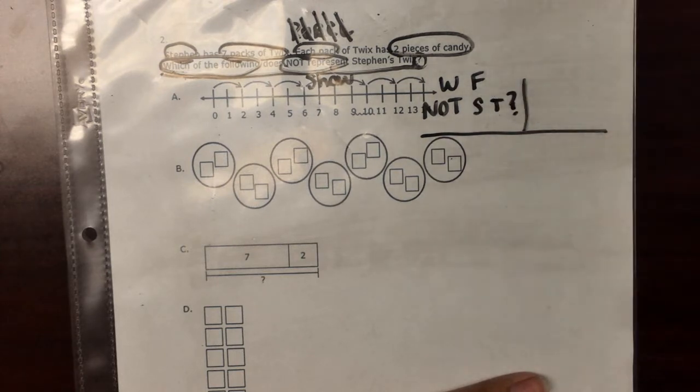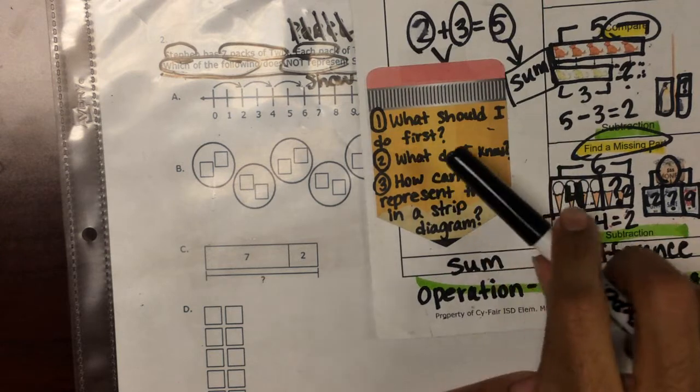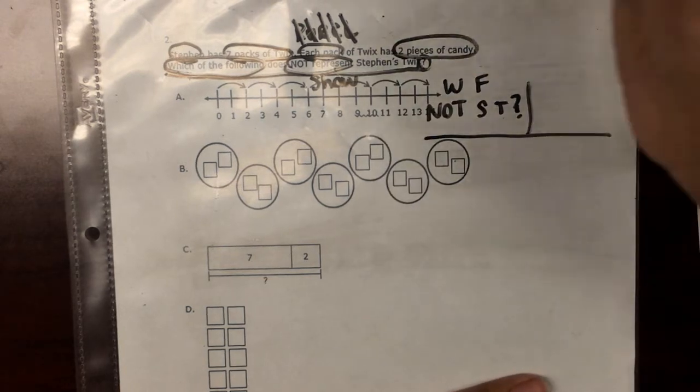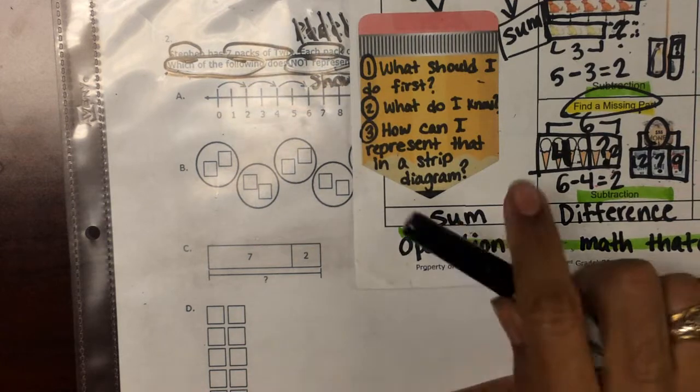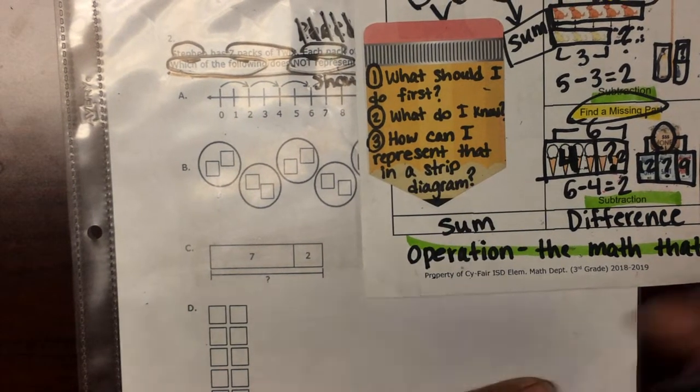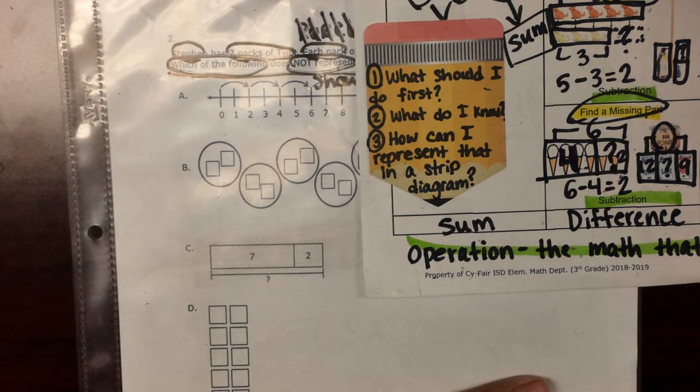So now I'm going to ask myself the next question, which is, what do I know? Well, I know this question is about Stephen. I know he had 7 packs of Twix, and I know that every pack had 2 pieces of candy inside. So how can I represent that in a strip diagram? I don't necessarily have to draw a strip diagram. I just need to draw a picture here.